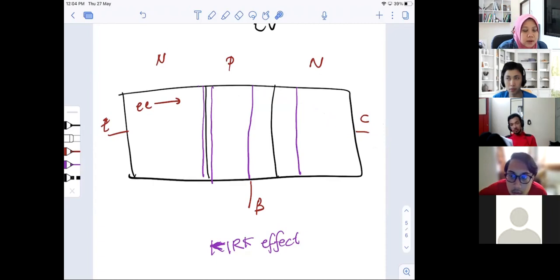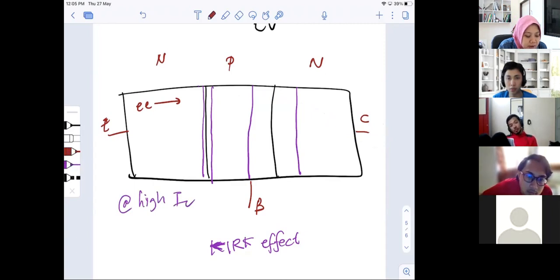Now the problem is, at high IC, this electron concentration here will also be a lot. High IC means you forward bias this junction at a higher voltage, which means the electrons that diffuse from the emitter to the base will also be high. So when it comes here, some of it will recombine to give the base current.